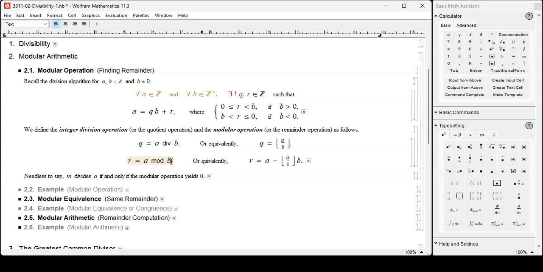Forget about operator stuff. Sorry about that, I just misspoke. Div operation, or integer division operation, or the quotient operation, and the modular operation, or the remainder operation. Those are double variable functions with some algebraic structure.